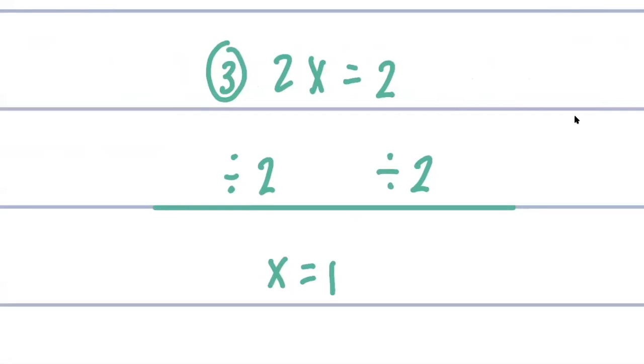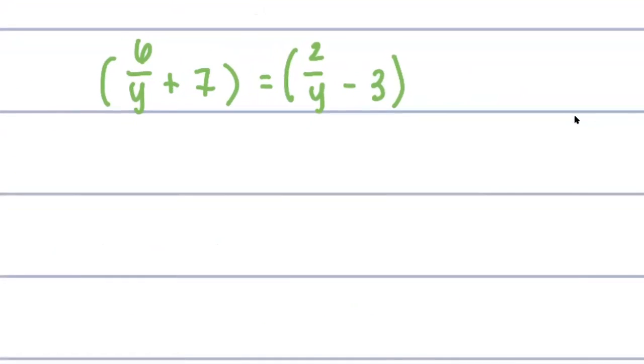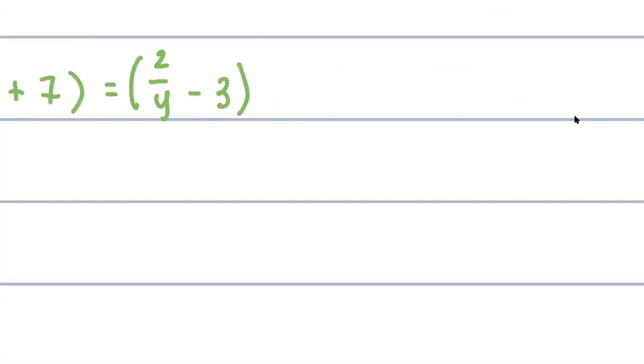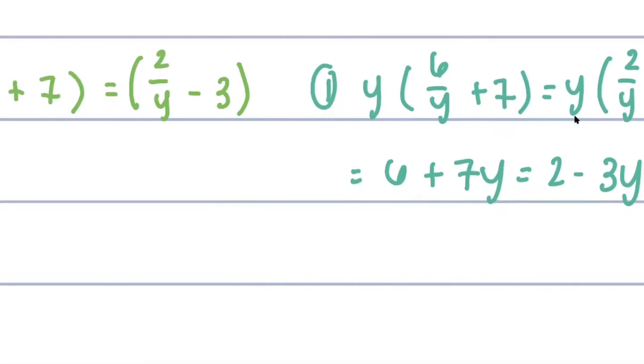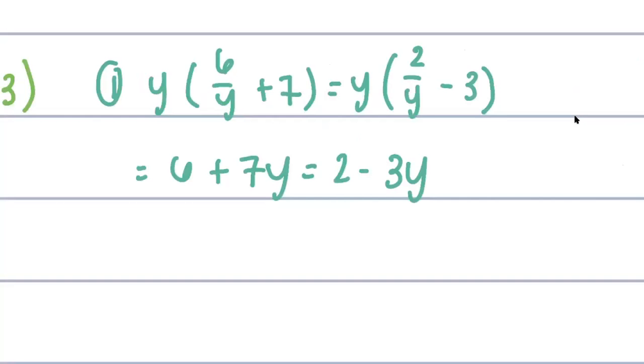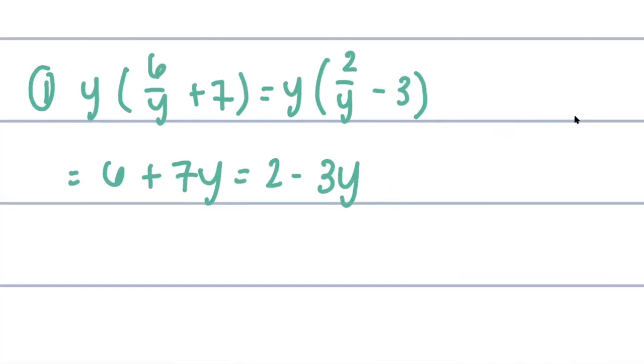Okay. Eric, did you still want to explain the second one? I can just read your explanation. I'm going to give him like 20 seconds. Okay, so he said multiply everything by y. That's correct. And then when you do that, here is what you get. And then you end up with 6 plus 7y equals 2 minus 3y, correct? And you get 10y equals 4.